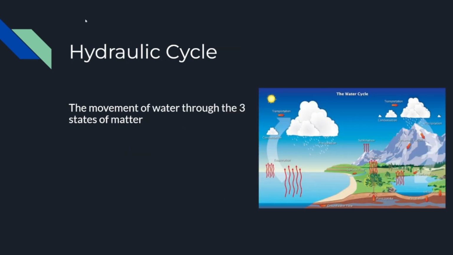So, next up is the hydraulic cycle, also known as the water cycle. Y'all know the water cycle. We got precipitation, we got evaporation, condensation. So, I mean, it's a lot, y'all should know this already. It's the movement of water through the 3 states of matter.